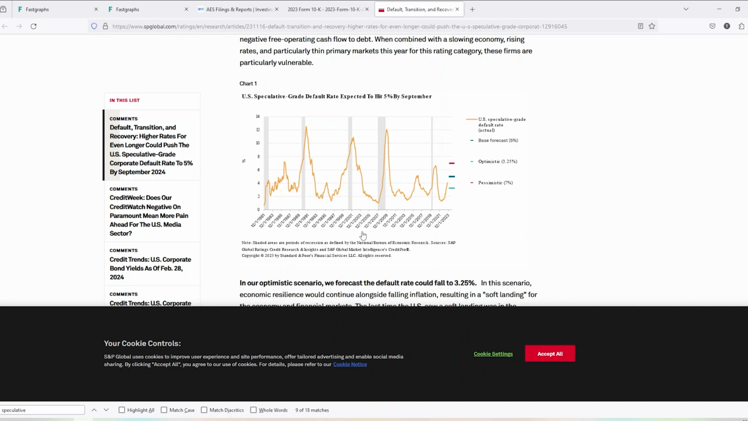What you see is, for speculative grade debt, actual default rates is this gold line, and this goes back to the 80s. Sometimes it spikes over 10%. We're in the 4% range right about now. This translates that rating into what historically has that meant for percent default rate. That's what we're looking at.